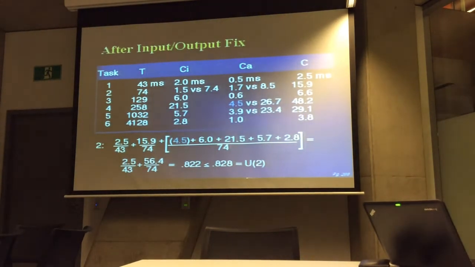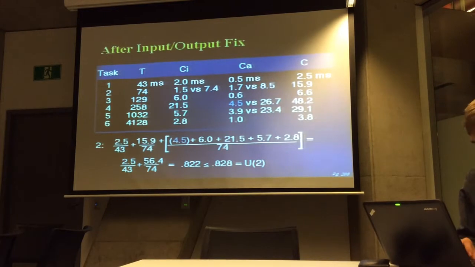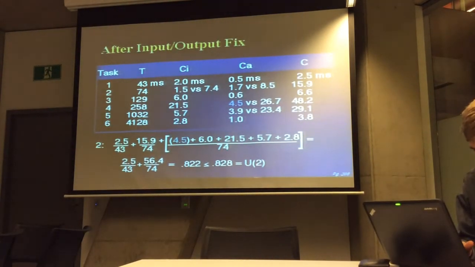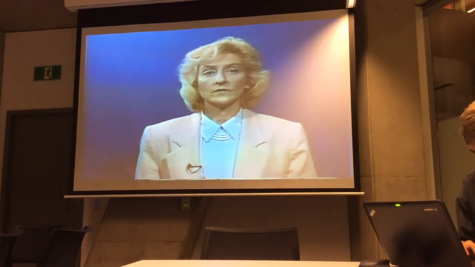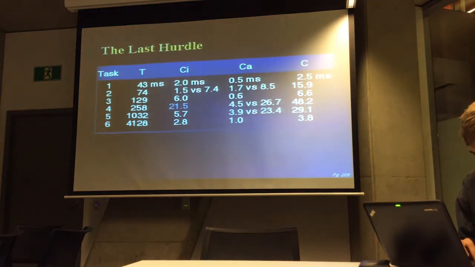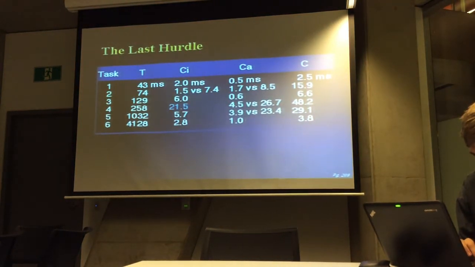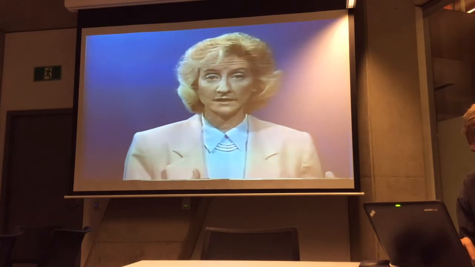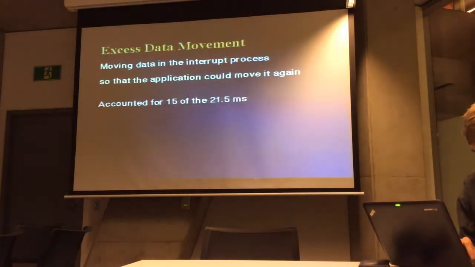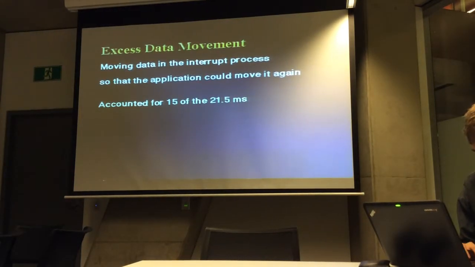The only real problem left is task 1. Time to investigate that significantly longer interrupt processing task. You can see in the interrupt processing column that 21.5 is much larger than the other numbers in that column. When they looked at their interrupt handler for task 4, they were somewhat embarrassed to discover that it was moving big blocks of data to some region so that the application part could move it somewhere else before operating on it.